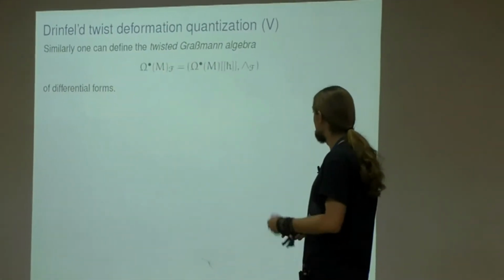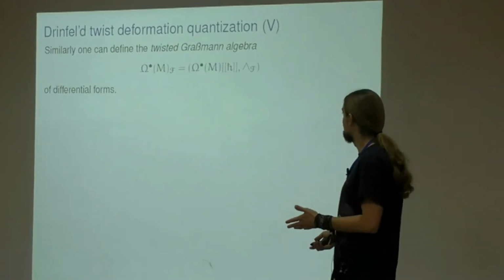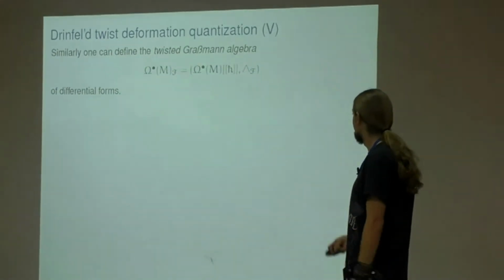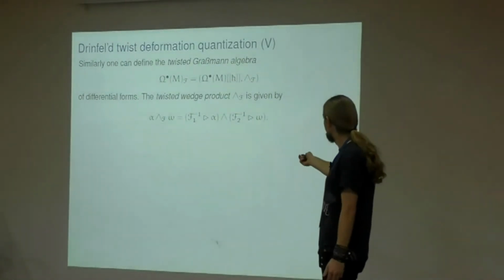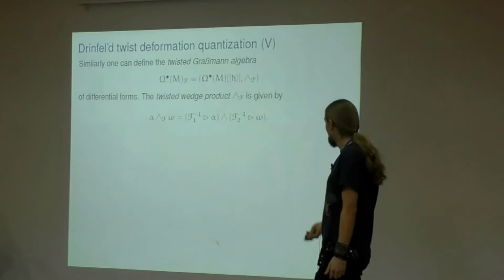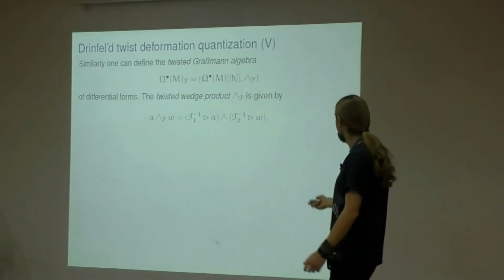Okay, so this means that this is not empty, there are twist star products, right? And then you can actually do more. If you have this twist and a twist star product, you can also twist the Grassmann algebra of differential forms, and this looks like this with very similar formulas. You simply act on the first form and then on the second one, and then you wedge afterwards.